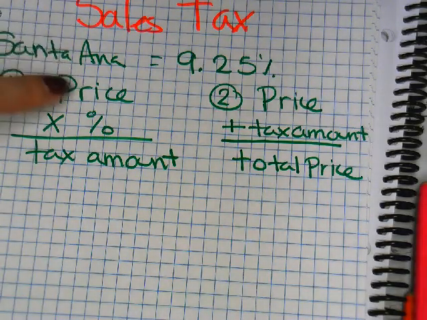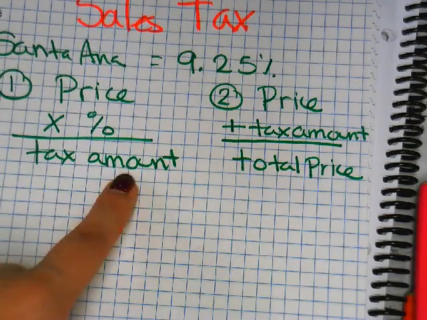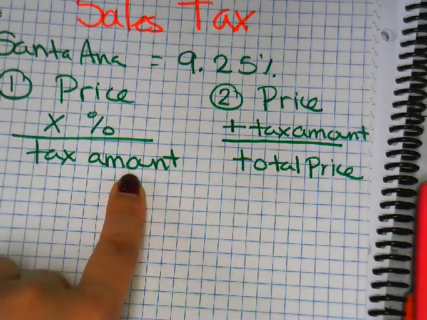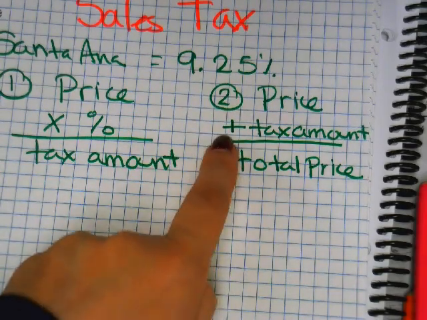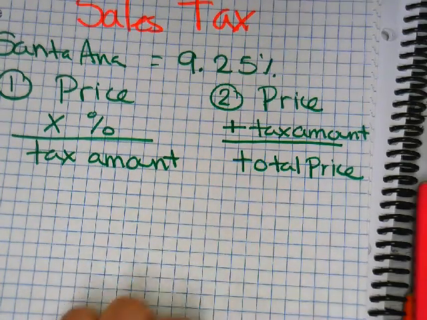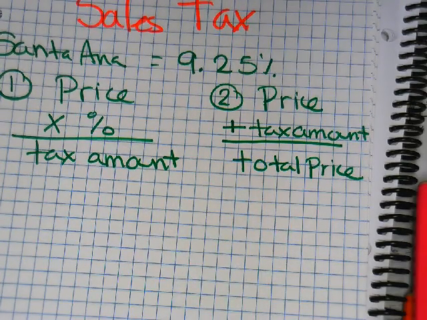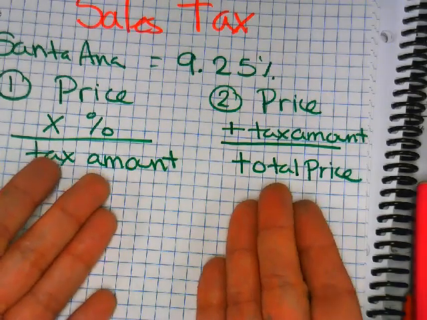Okay, your price times your percent will give you your tax amount. So this is the same step as discount, but now we call it tax amount. Notice the difference: we are not subtracting. We are now adding because it's tax. We're going to make the price go up. So write this down because these are your steps. It's the same thing, just adding.